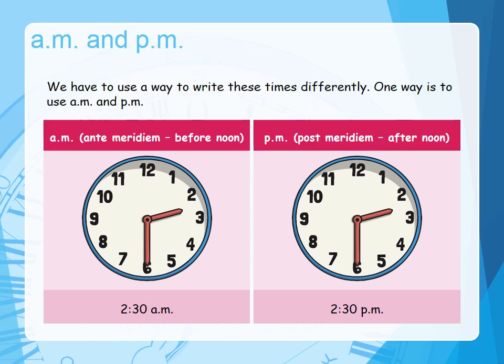We have to use a way to write these times differently. One way is to use AM and PM. AM, ante-meridian, before noon. PM, post-meridian, afternoon. So look at the first clock. It's 2:30 AM. And the second one, it's 2:30 PM.